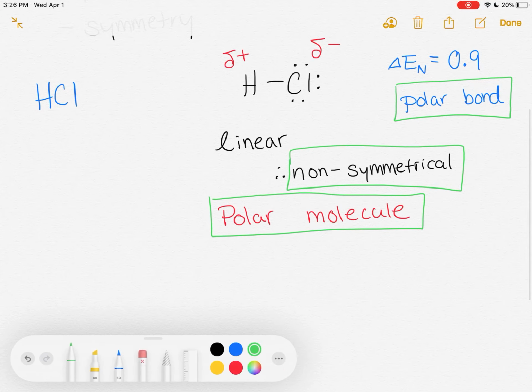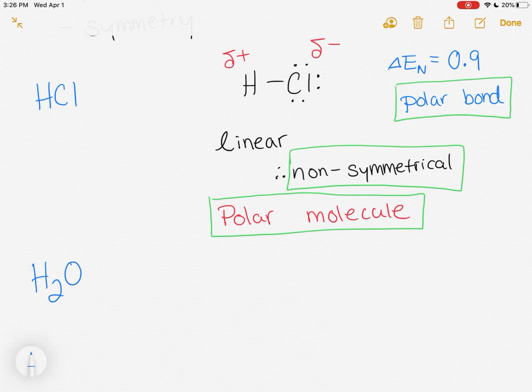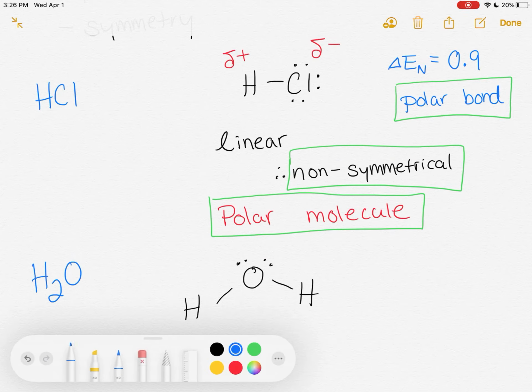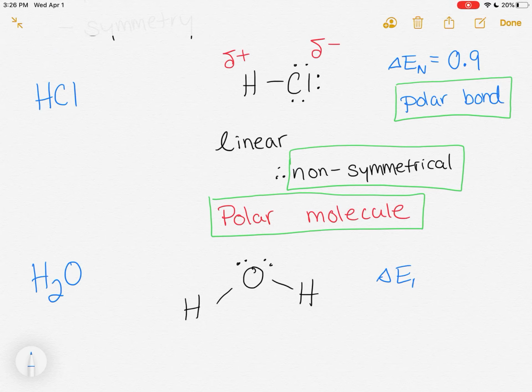All right, let's try another example. So let's try H2O. Now we already really know what our H2O molecule looks like. So we can draw its Lewis diagram pretty easily. And we also know its difference in electronegativity. Oxygen we know is 3.5, and hydrogen is 2.1. And so our difference between oxygen and hydrogen is 1.4, which means we're dealing with polar bonds here again.